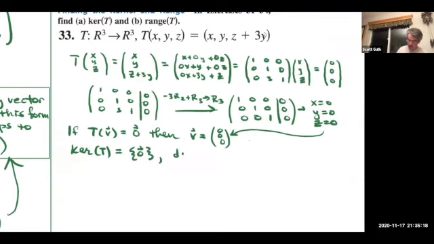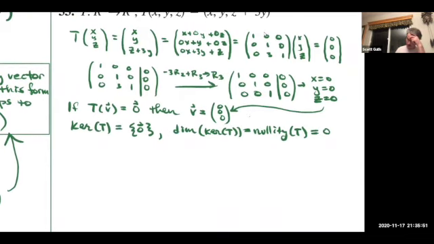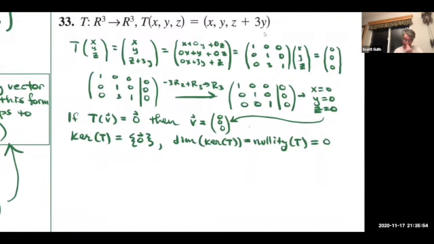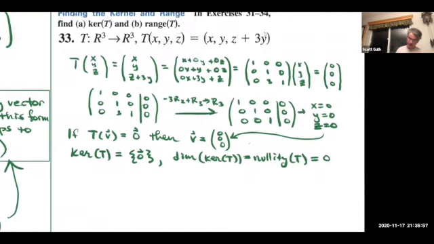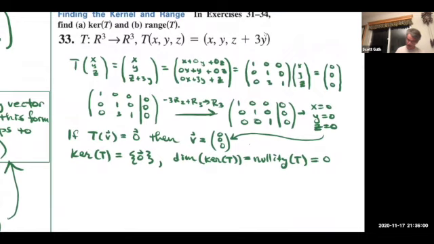Okay, so the dimension of the kernel of T is the nullity of T, and again, the 0 vector has no dimension. I guess to say it, it has 0 dimension. So the nullity of the transformation is 0 because the 0 vector has no length or width. It is 0-dimensional. It's a point. Okay. So it's 0-dimensional.